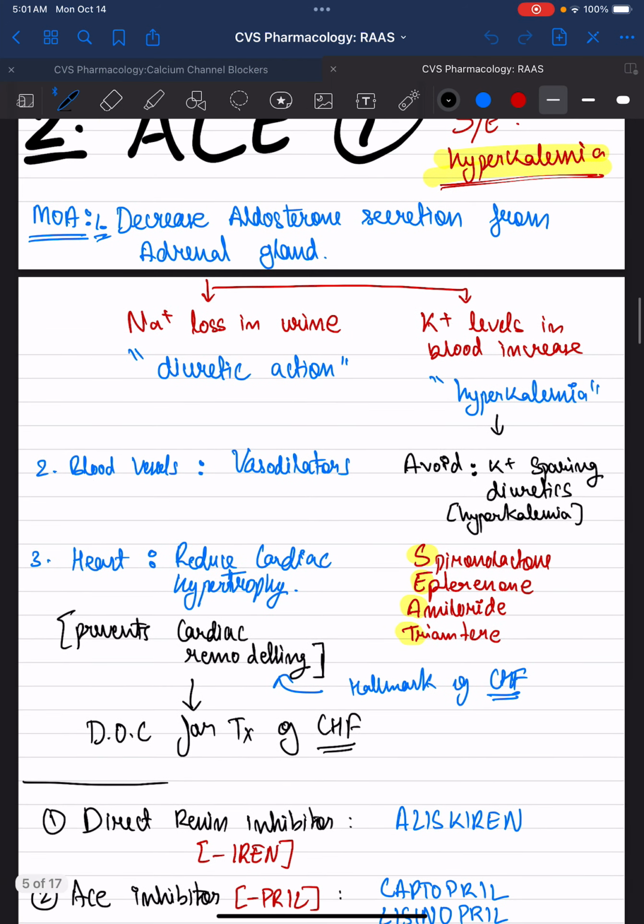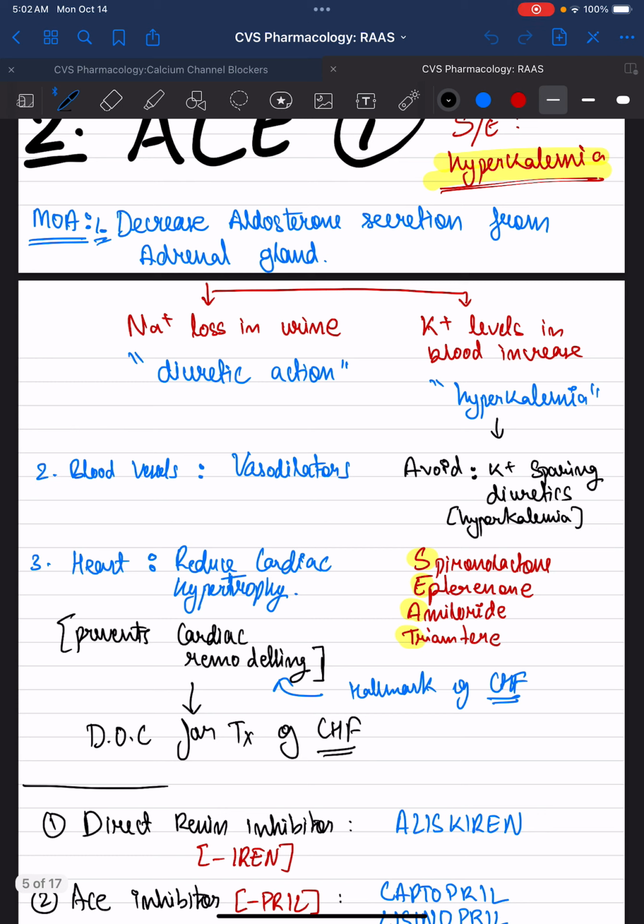So the second action of ACE inhibitors is on blood vessels. On blood vessels, as we saw, angiotensin 2 leads to vasoconstriction. So ACE inhibitors, of course, lead to the opposite effect, that is vasodilation. And the third effect is on the heart. On the heart, angiotensin 2 leads to cardiac hypertrophy, and as we know, hypertrophy is a hallmark of CHF. And if there is hypertrophy, there will be an increase in oxygen demand.